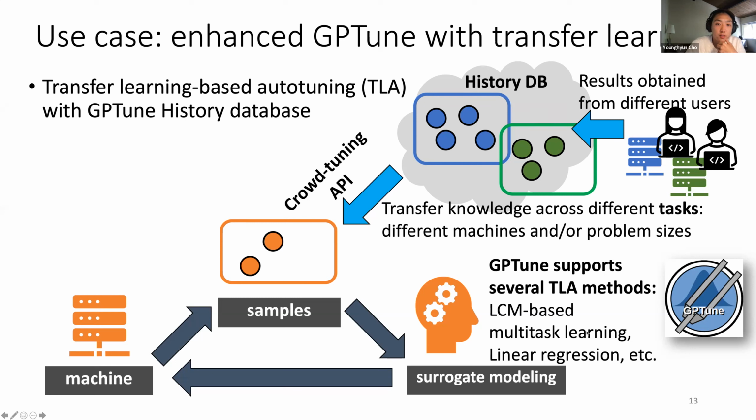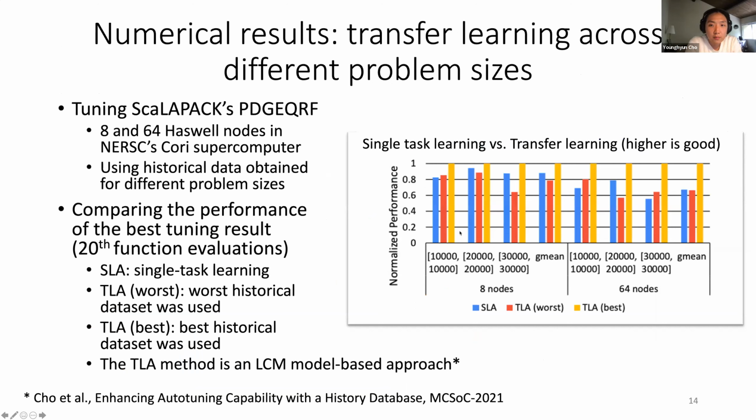And GPTune supports several TLA methods, such as LCM-based multitask learning or linear regression-based transfer learning, and so on. But I'm not going to talk about these different methods. But I'd like to say that the LCM-based multitask learning can actually model the relations between different tasks quite well. And we have some interesting experimental results as well. So we have some numerical results to show the benefit of the transfer learning approach.